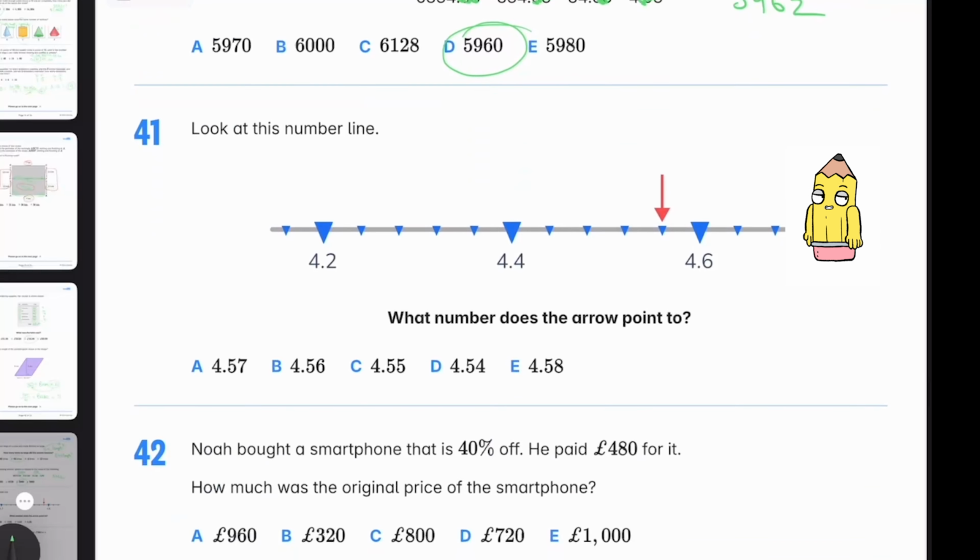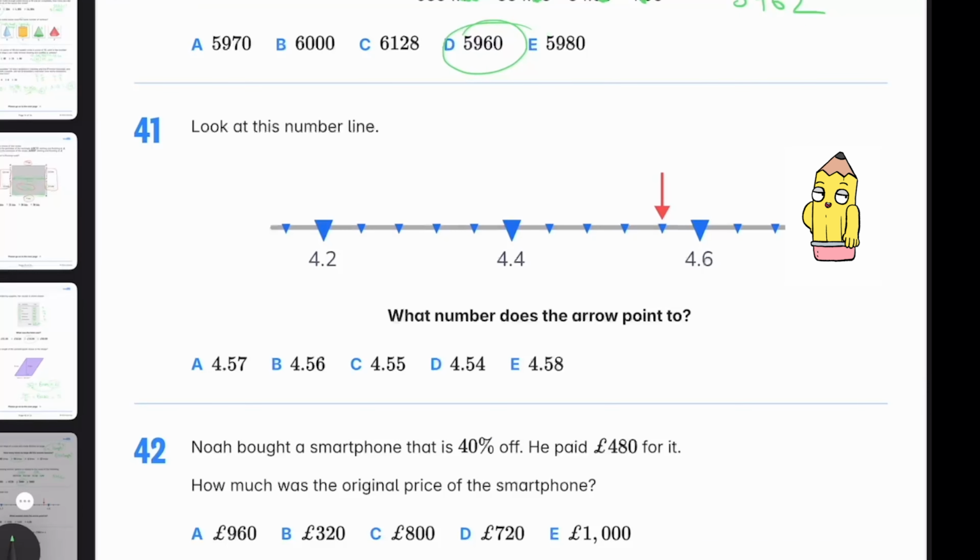Question 41. Look at this number line. What number does the arrow point to?